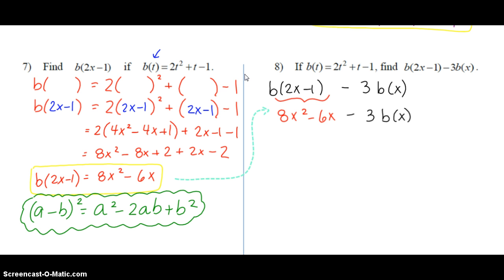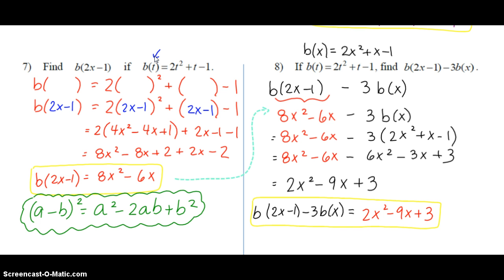So if we substitute in what we just found in number 7, b of 2x minus 1, then the only thing we need to do to figure it out is figure out what b of x is. And remember, b of x means we're just substituting in, instead of t, we're substituting in an x. So what's that going to look like? You're right, 2x squared plus x minus 1. Once we put that in, we can combine like terms, simplify, and come up with our resulting polynomial.